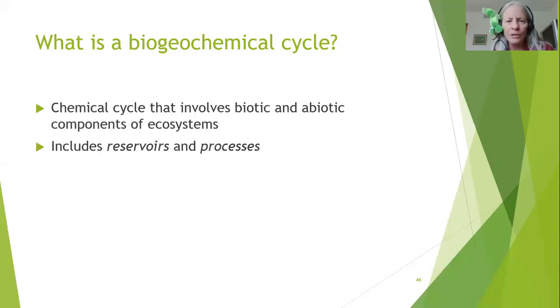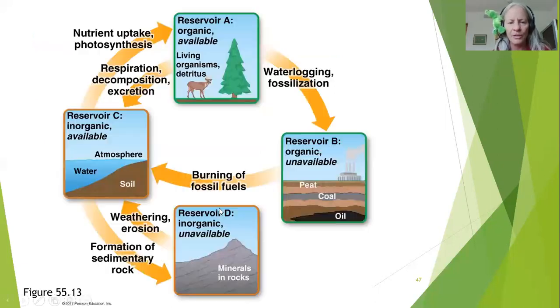Every biogeochemical cycle includes reservoirs, which are where these chemicals are being held for a period of time. And these reservoirs can be either living or non-living. So often the atmosphere is a big reservoir. And then there are processes which would move chemicals from one reservoir to another reservoir. There would have to be a process involved in making that transition.